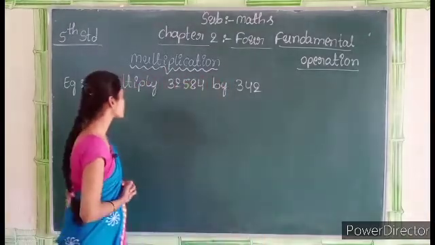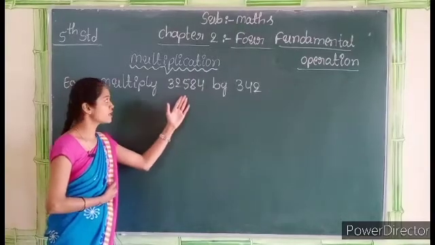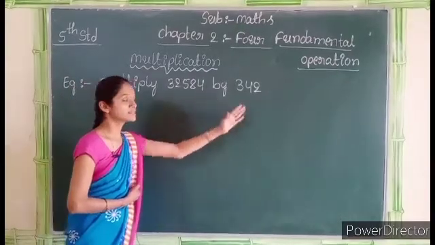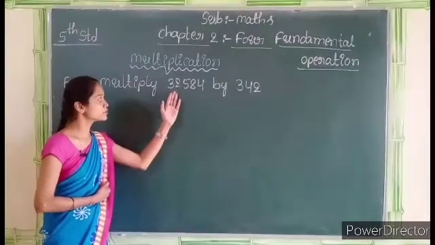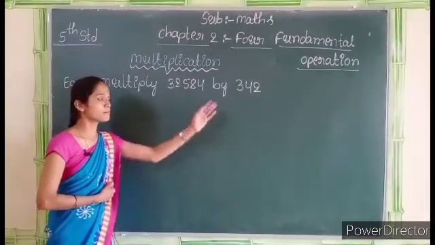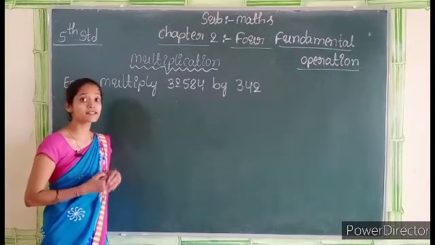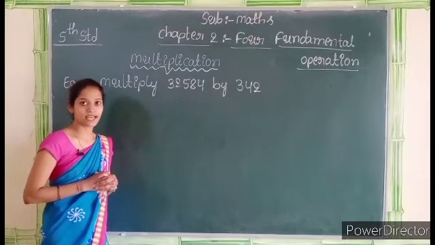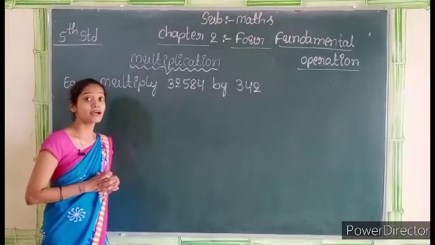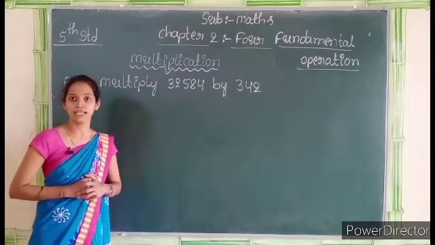Okay, see, here the problem is multiply 32,584 by 342. In the multiplication process, first we have to write the numbers according to their place value chart, right? And the multiplicand should be written above the multiplier.